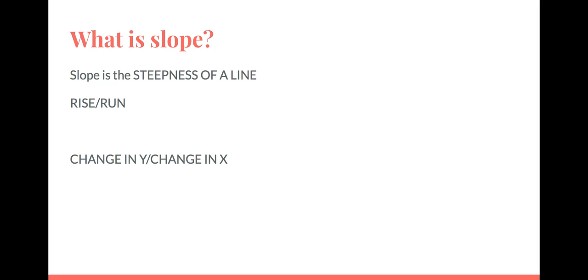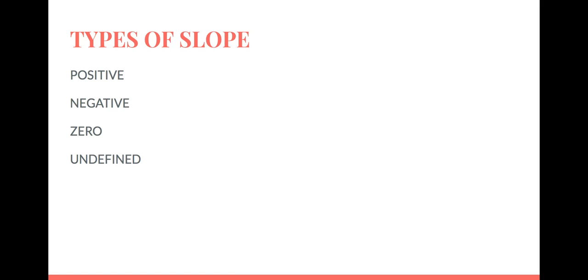So what is slope? Slope represents the steepness of a line. You'll also hear the term rise over run, and we'll talk more about that as we go through. And then the change in y over the change in x. And you'll hear me say these things over and over again as the week goes through. There are 4 types of slope, and I'll also have an additional video that you're going to be watching today that focuses a little more on each type.